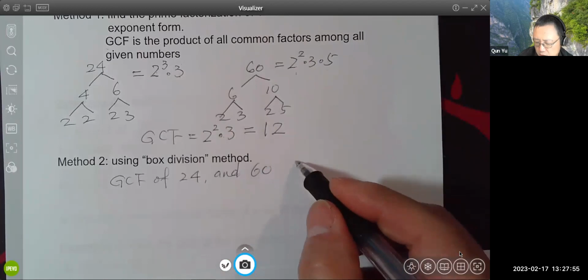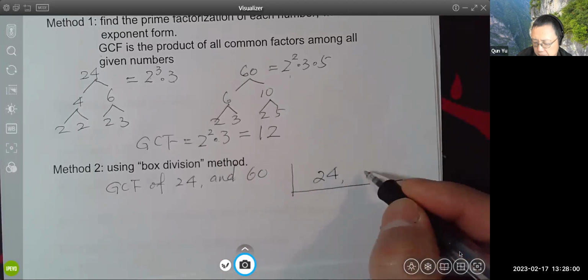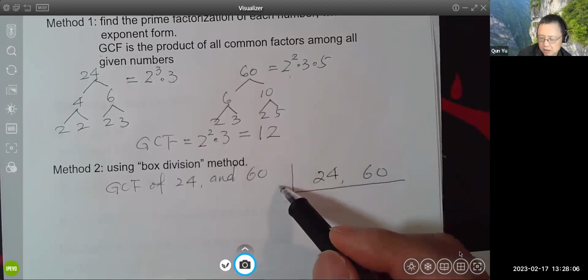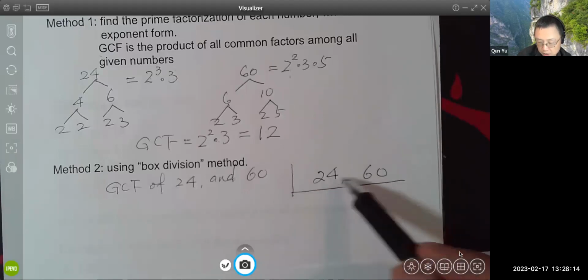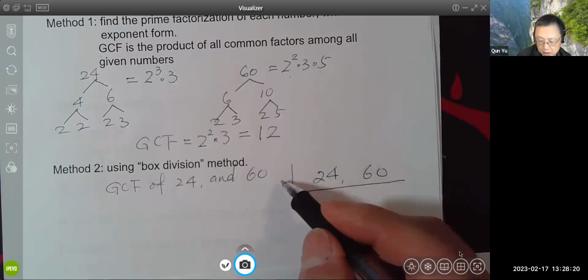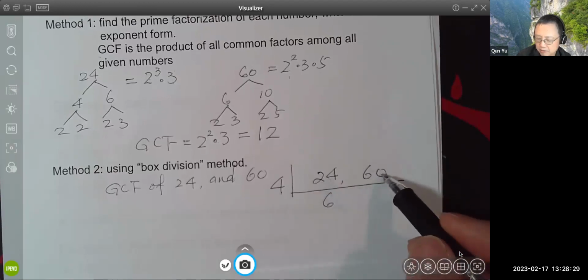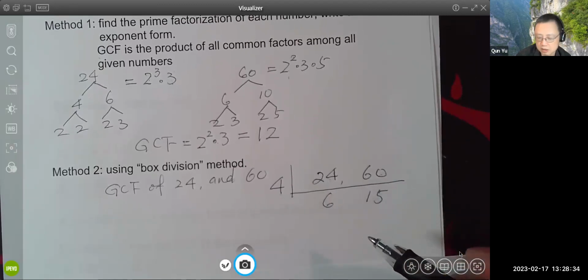So with this method you put these numbers, we only have 2 in this case, inside this box. Then you try a divisor that can divide into both of these. It doesn't matter if it's a composite number or prime number, as long as it can divide both numbers evenly. So I can try 4, you can try 2, either way, that's totally fine. If I use a 4, 24 divided by 4 is 6. 60 divided by 4 is 15. Again, if you don't say 4, you do 2. You just need to do another 2 later on down the road.